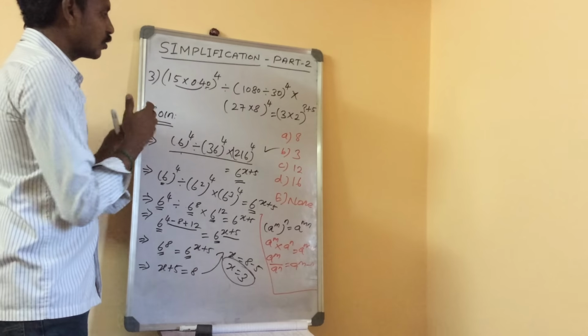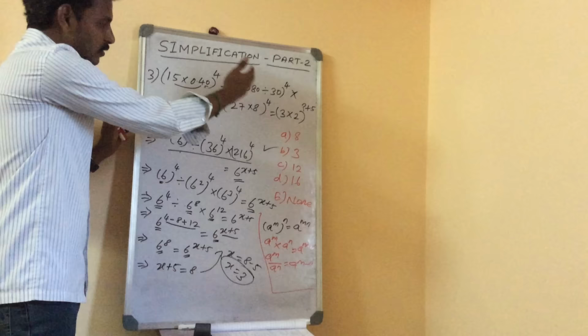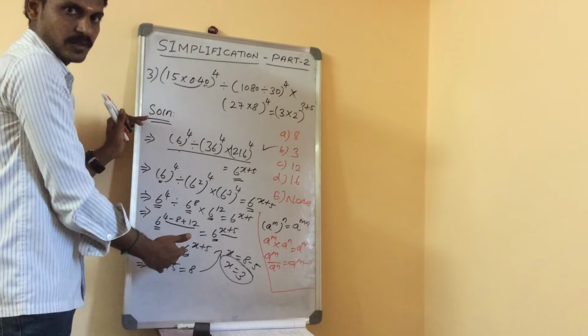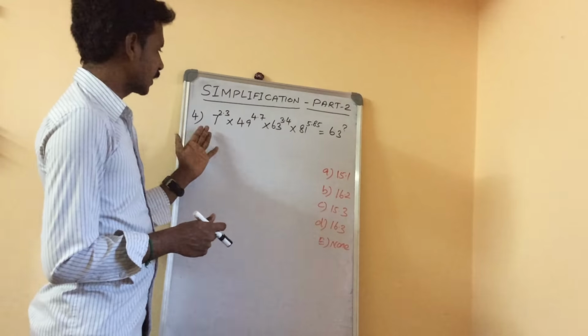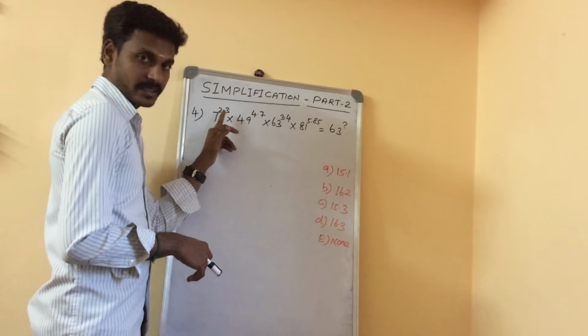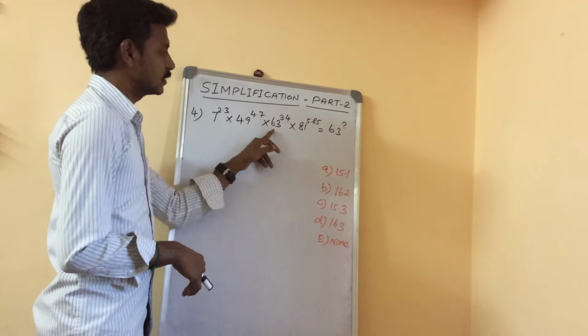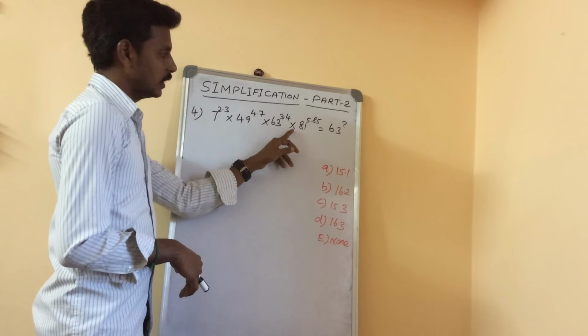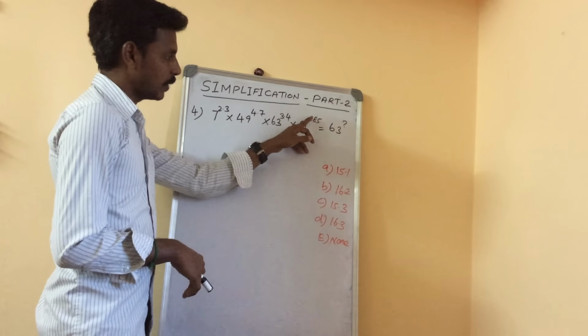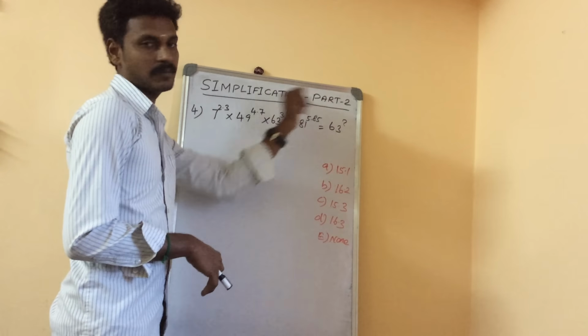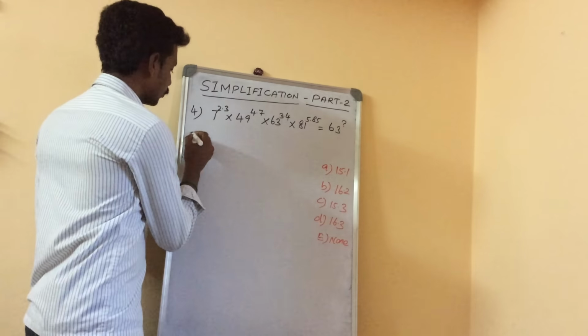So no worry about the question length, okay? You can solve the question the easy way. Okay, let's move to the next example. 7 power 2.3 into 49 power 4.7 into 63 power 3.4 into 81 power 5.85 equals 63 power what? Okay, so let's move to the solution.